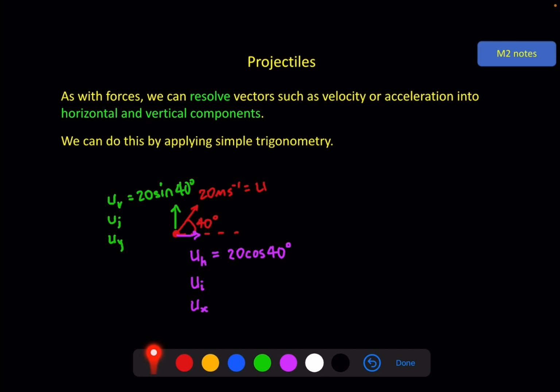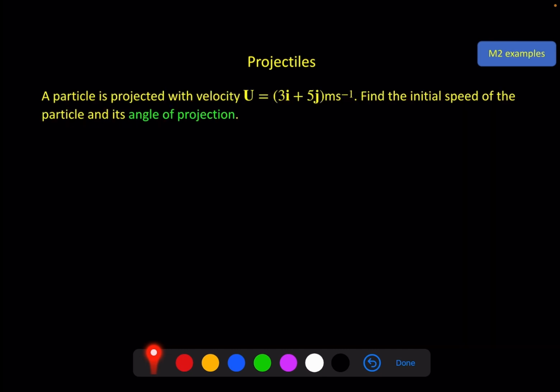We'll do one quick example of this, and then we'll do a second example where there's just something else to talk about alongside this. So the first example: a particle is projected with velocity u, and you might notice this is a bold u to indicate that it's a vector. Same with i and j here, these are in bold. So u is equal to 3i plus 5j meters a second. Find the initial speed. Remember, speed is not a vector, speed is a scalar. And its angle of projection. This is a key phrase here in green. You might see this phrase in your exam.